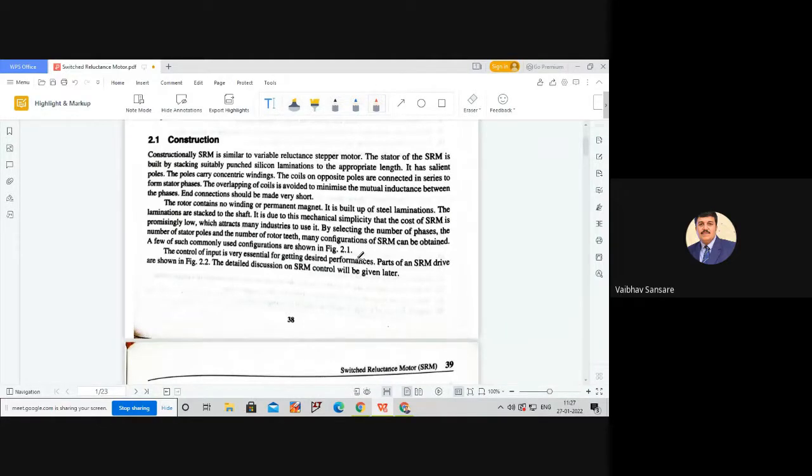Similarly, the SRM stator is also made up of stackings of suitably punched silicon laminations of appropriate length, and a number of silicon laminations are stacked together to construct the stator. At the inner periphery of the stator there are salient poles. It is general practice to build the stator with an even number of salient poles. So there may be 2 poles, 4 poles, 6 poles, 8 poles, and so on. Such an even number of salient poles is present at the inner periphery of this SRM.